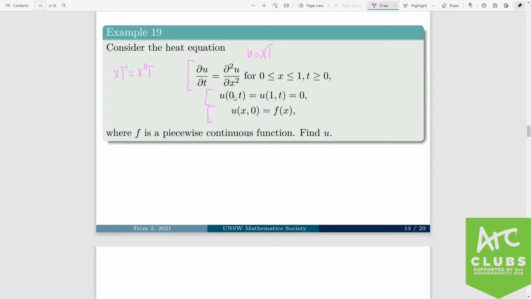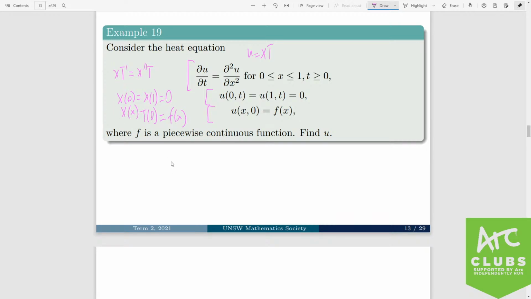So this means X of 0 T of t equals 0, and X of 1 T of t equals 0. Since we don't want a trivial solution, either T equals 0 or X of 0 equals 0, but we don't want a trivial solution, so this means that X of 0 equals X of 1 equals 0. And then in the final case, this is our initial condition, so X of x, T of 0 will equal f of x. So these are our conditions, and this is our differential equation.